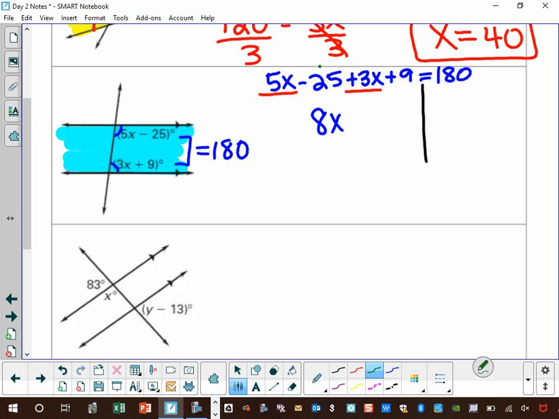And then we have negative 25. You always take the sign before. Plus 9. Negative 25 plus 9 is what? Negative 16, and it still equals 180.